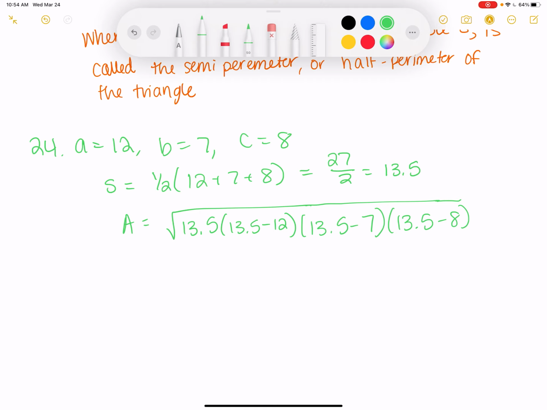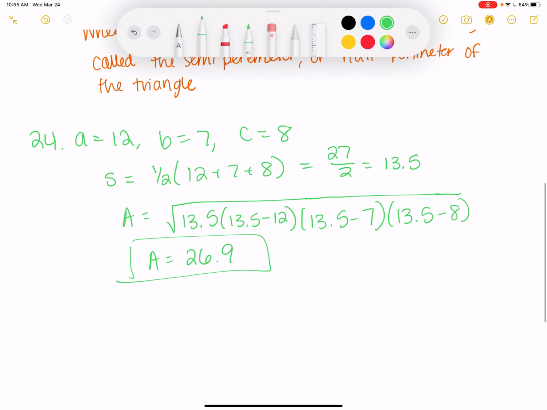I think mine is completely dead now. Oh no, it just keeps saying your battery's low. I got 26.9. 26.9? Yeah. Try it out. I also got 26.9. Just want to make sure nobody's having issues before we move forward.